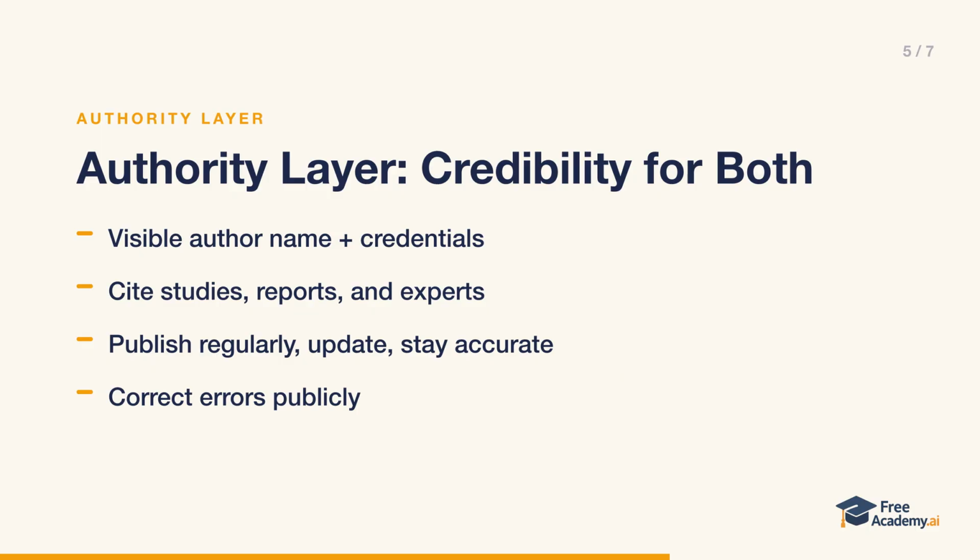Next, source citations. Link to authoritative sources, cite specific studies and research, reference industry reports, and credit the experts you quote. And finally, consistency and track record, which you build over time. Publish regularly on your topics, update existing content, maintain accuracy, and correct errors publicly when they happen. Credibility compounds across both search engines and AI.